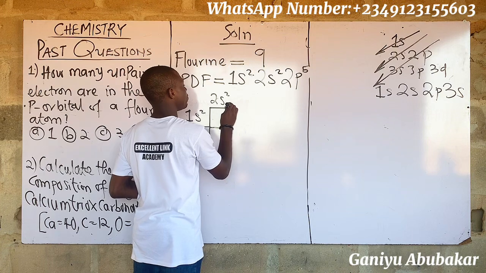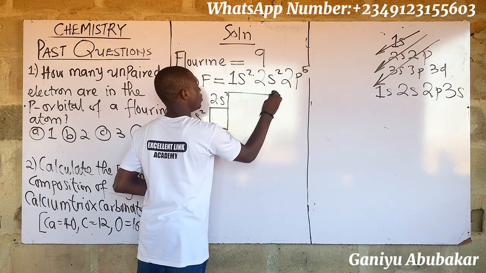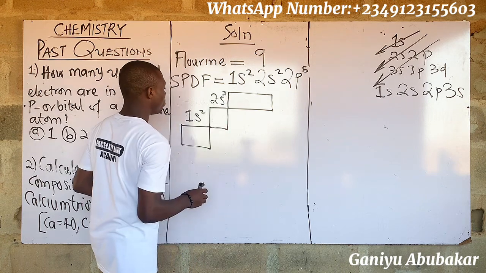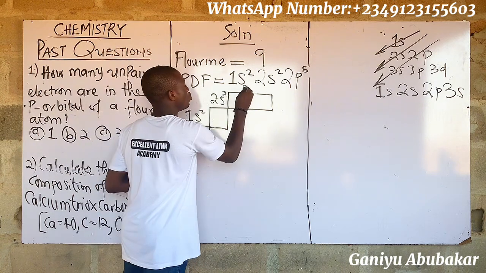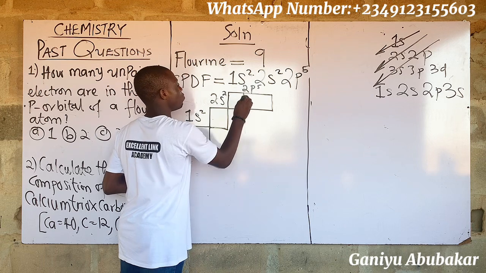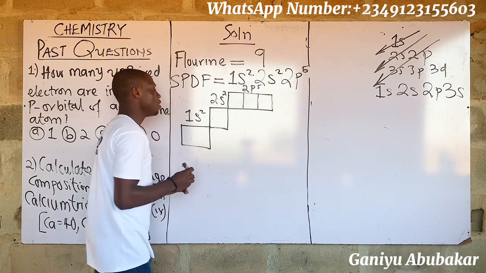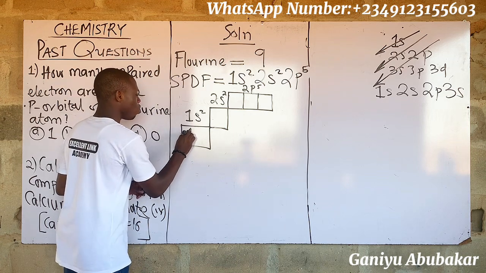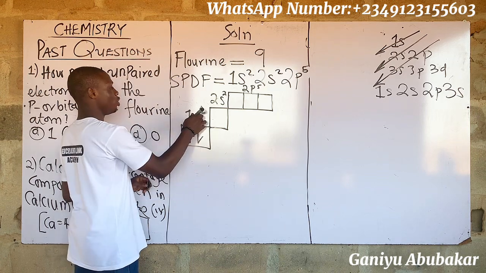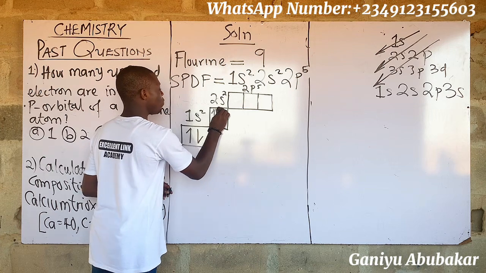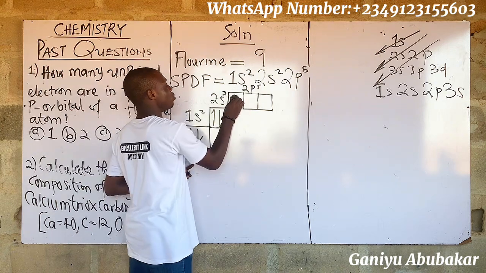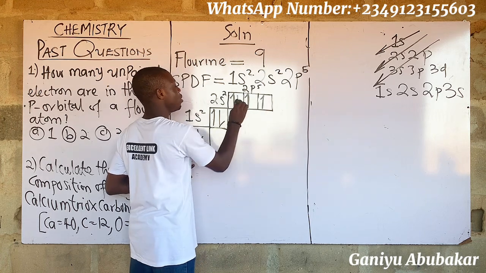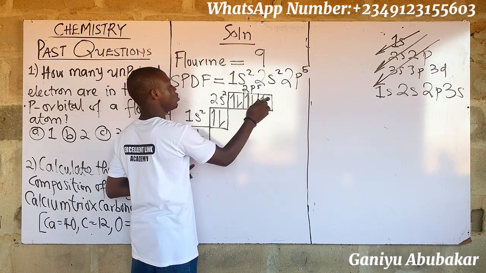Next up, I have this one. This is for 2p to power 5. So I'll fill up the upper one first. For this one, 2 electrons: upper one, down one. 5 electrons: upper one, upper one, upper one, this is 3. Down one, down one. This is 1, 2, 3, 4, 5.